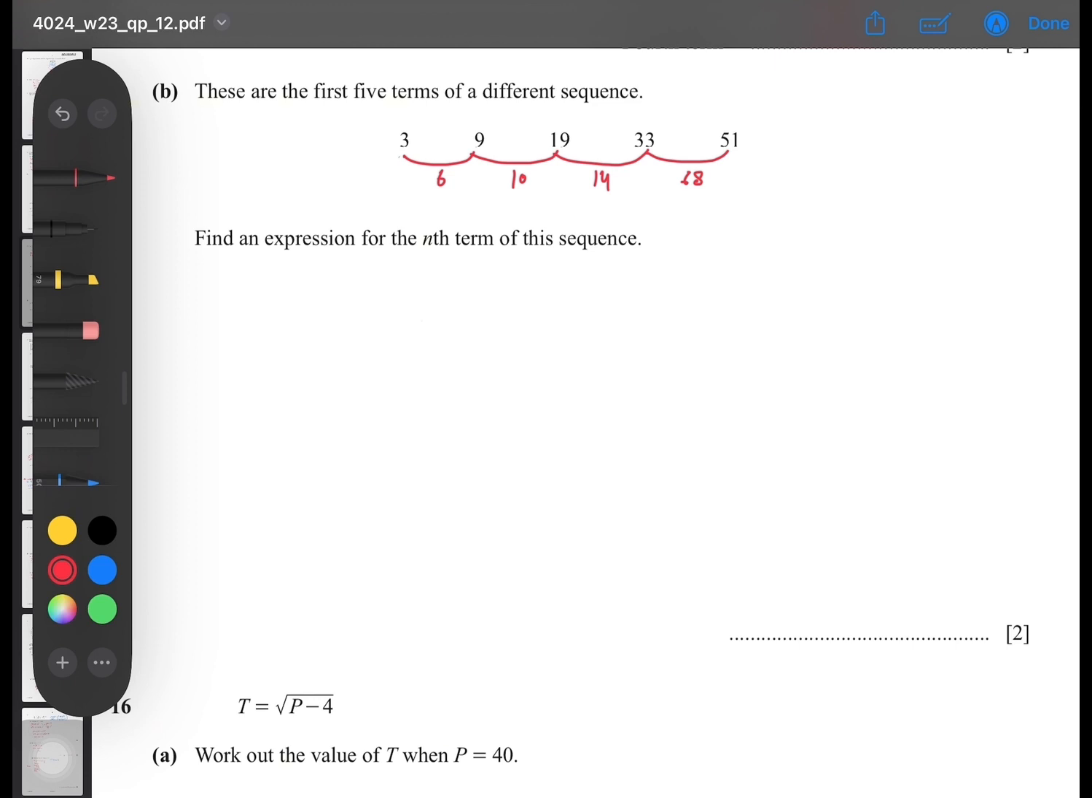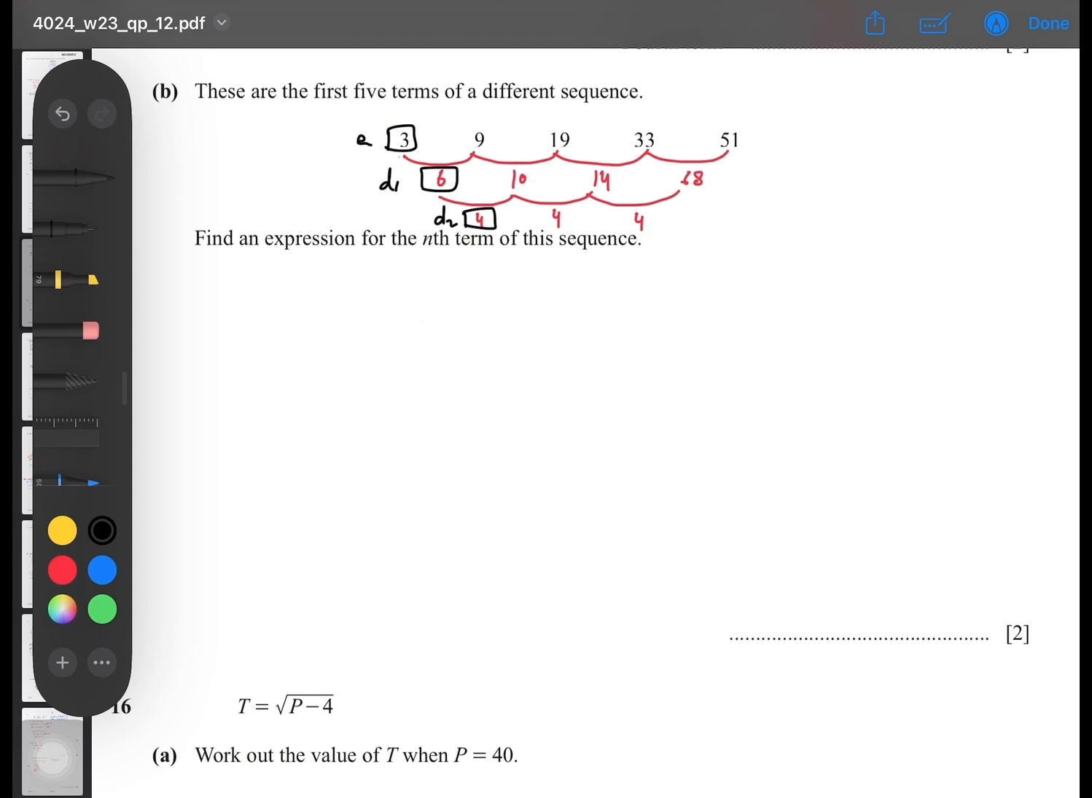I will check the second difference. The difference between 6 and 10 is 4. The difference between 10 and 14 is 4. And the difference between 14 and 18 is 4. So this is a quadratic sequence because the second difference is the same throughout, that is 4. So we call it difference 2, and we call the first difference d1, and this is A.